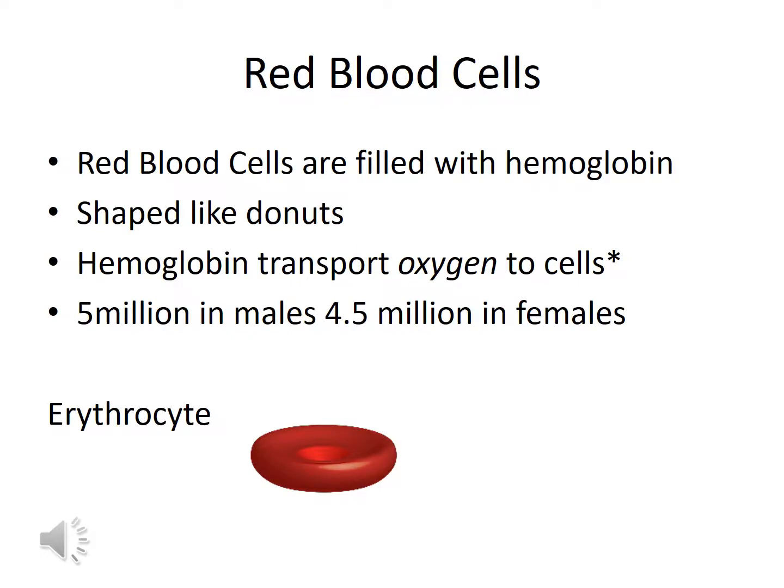Components of the blood include red blood cells. These red blood cells are important because they're filled with hemoglobin. The shape of them is like a donut with a concave or sunk-in center. This hemoglobin is very important because it transports oxygen to the cells. Males have about 5 million, females have about 4.5. They're also called erythrocytes.